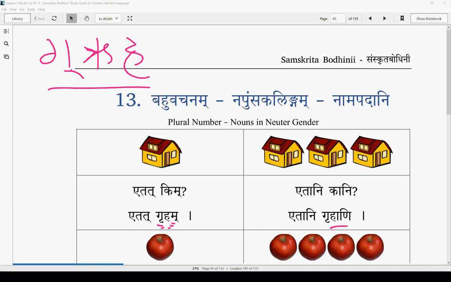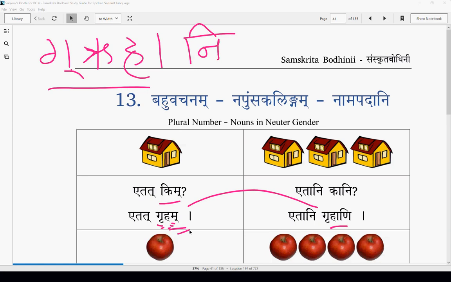And when it is turning into bahuvachanam, first it is gruha, and then we are adding ni there. To any napumsakalinga word, not any actually, but which follow this pattern. There are a lot of other types of napumsakalinga words in Sanskritam which may not follow this particular pattern. Anyway, which follow this pattern, that is what we are studying now.